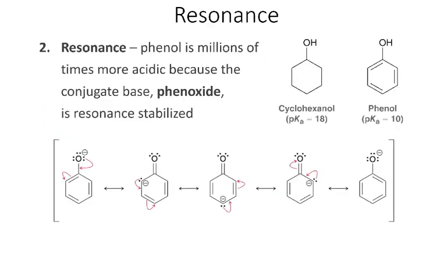So first, just an example of resonance. If we compare the acidity of cyclohexanol to phenol, we can see that phenol has a much lower pKa, meaning it's significantly more acidic than cyclohexanol. The reason being, when I put the negative charge on the oxygen in cyclohexanol, it is not resonance stabilized. In the case of phenol, it is. I can move that negative charge around the ring, thereby spreading out the negative charge and stabilizing it, which makes phenol significantly more acidic than cyclohexanol because the conjugate base is resonance stabilized.